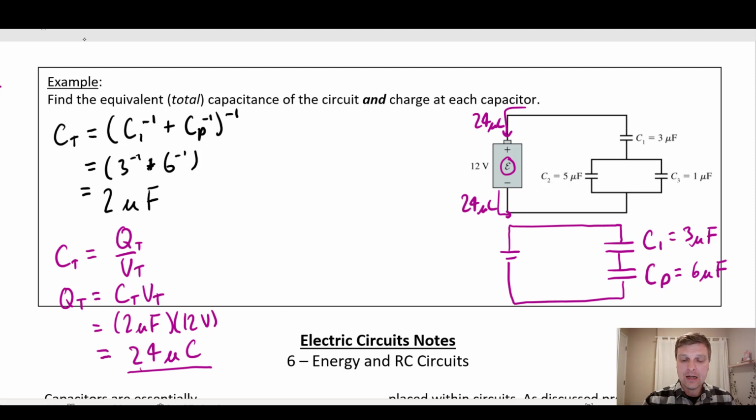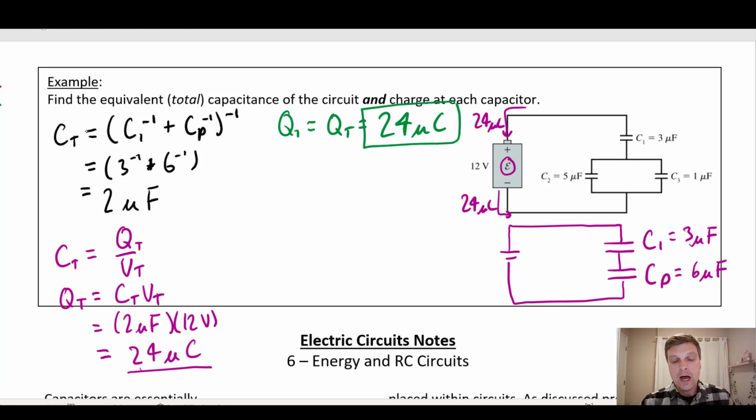I'm going to find the charge on C1 first because C1 is in series with everything else. If 24 microcoulombs flows out of the battery and then splits and does who knows what, it's got to come back together to meet on C1. So Q1 is just going to equal Q total, which is 24 microcoulombs. So that's one of my answers right there. But now what about C2 and C3? Well, there's a couple ways you could do this. You could reason it out proportionally, but I'm going to take a slightly longer route because I think it makes it more explicit. I know Q1 is equal to 24 microcoulombs.